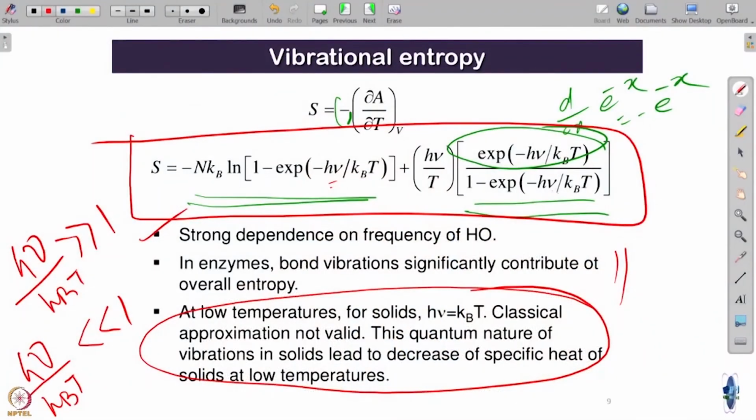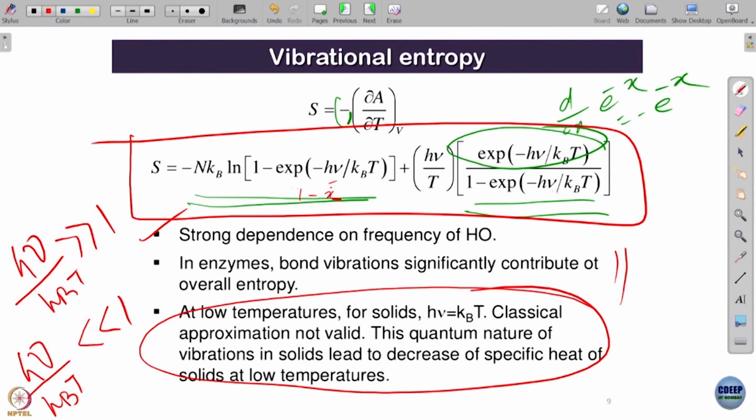So now I say h nu by kBT is small. I can expand e to the power minus x, and I can write that as 1 minus x. This 1 cancels this 1, and this becomes plus x. So I have N kB h nu by kBT. kB gets cancelled. I have h nu by T sitting here, which I have done before. My h nu by T comes in front.